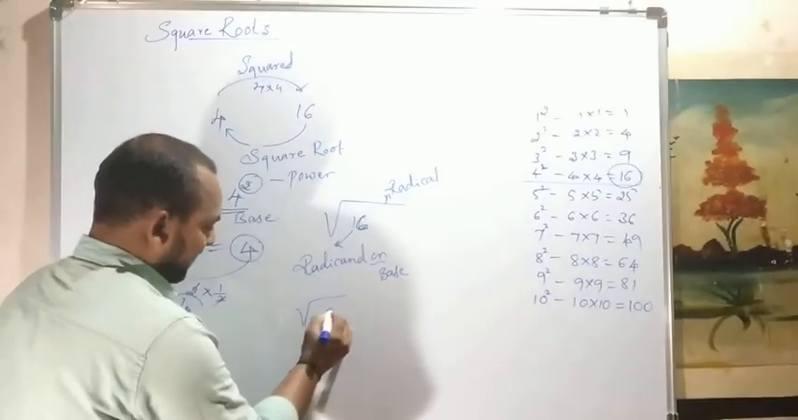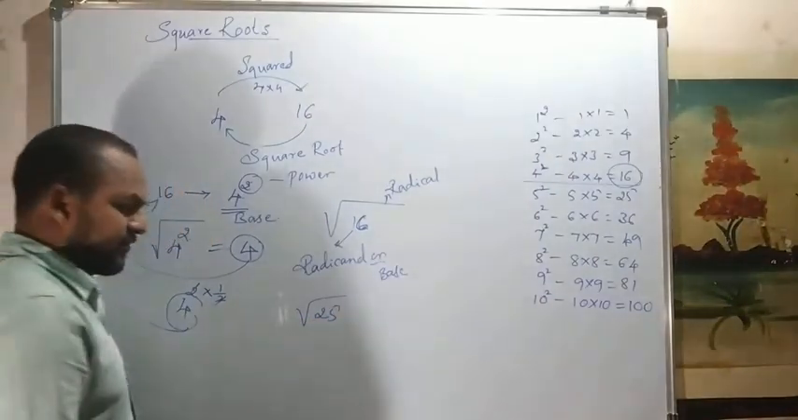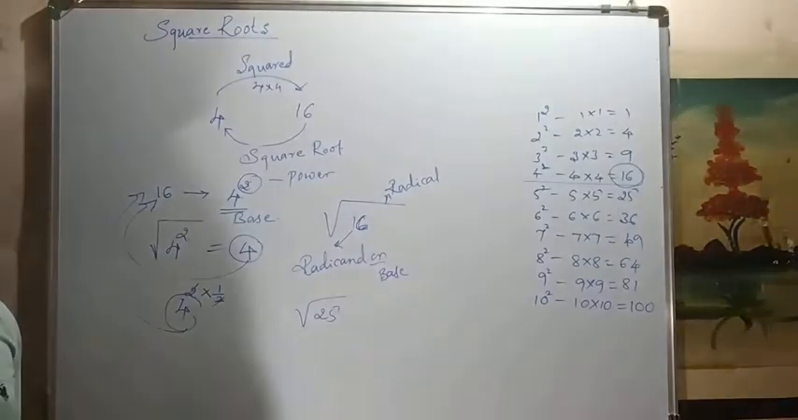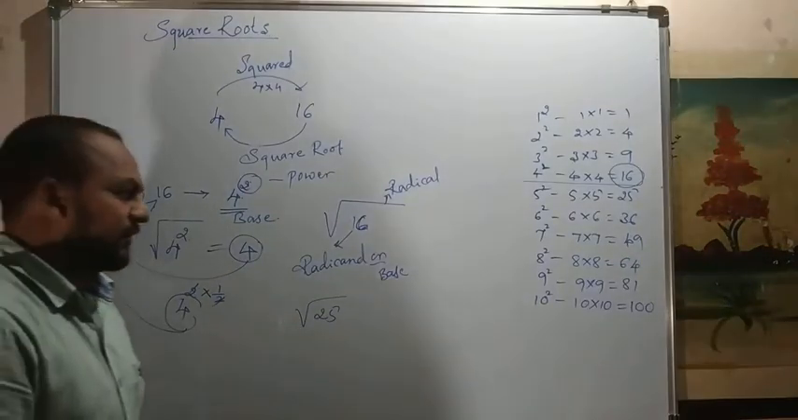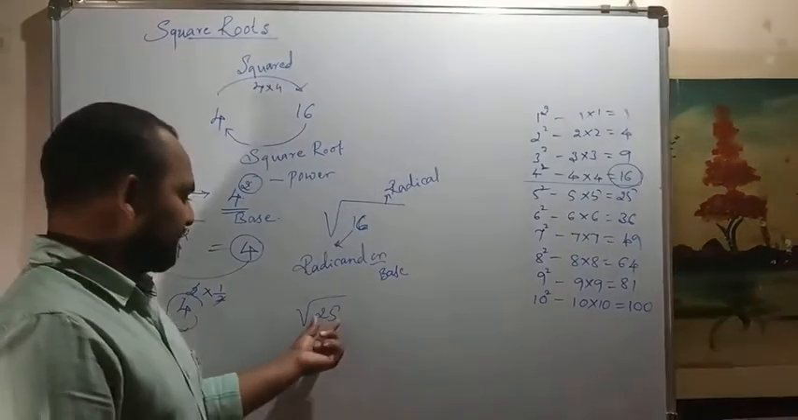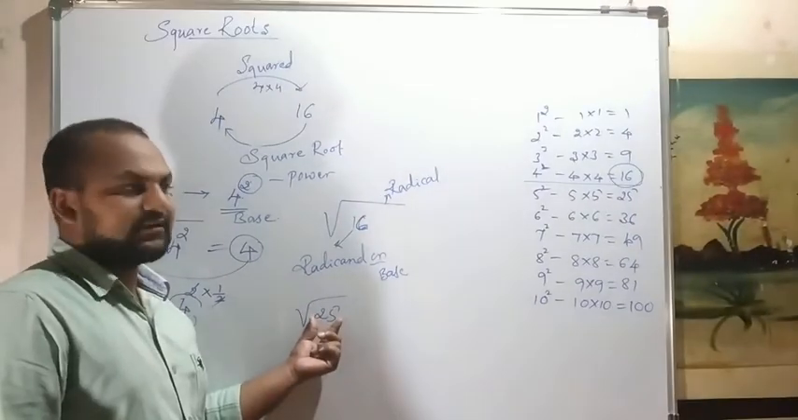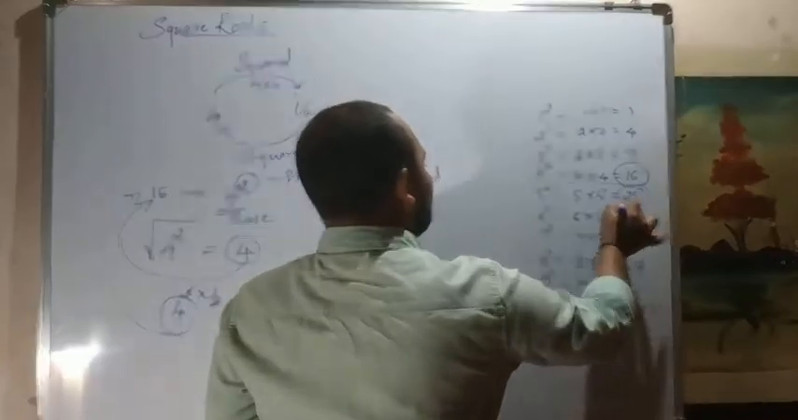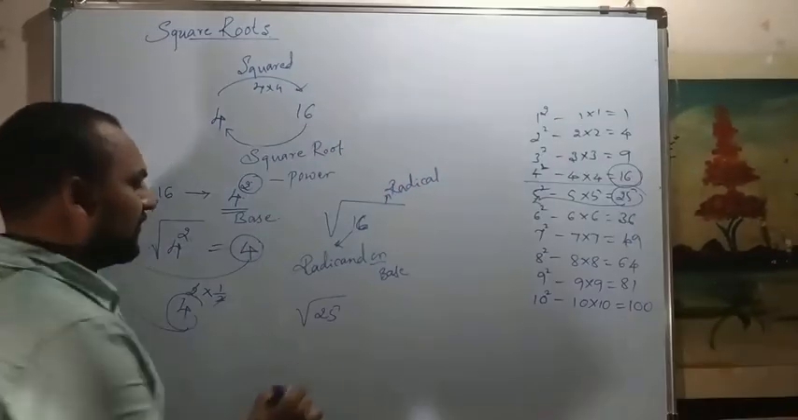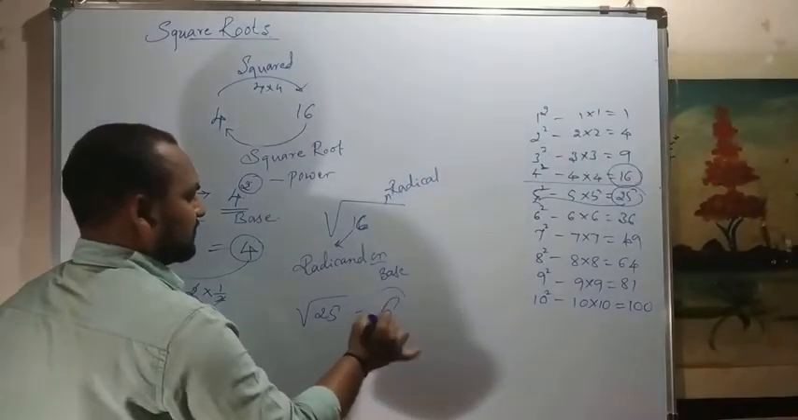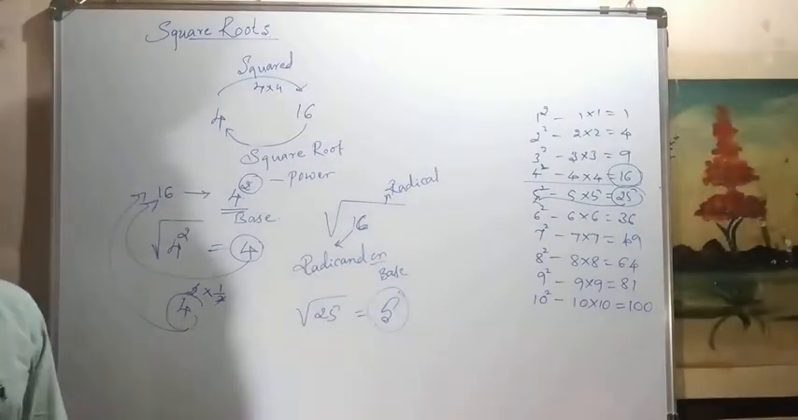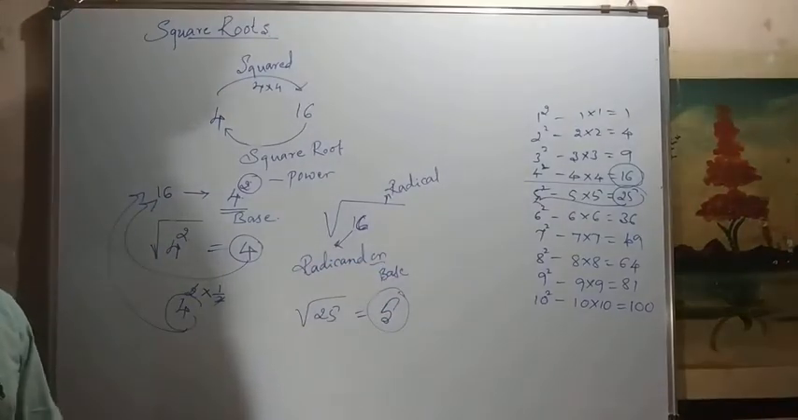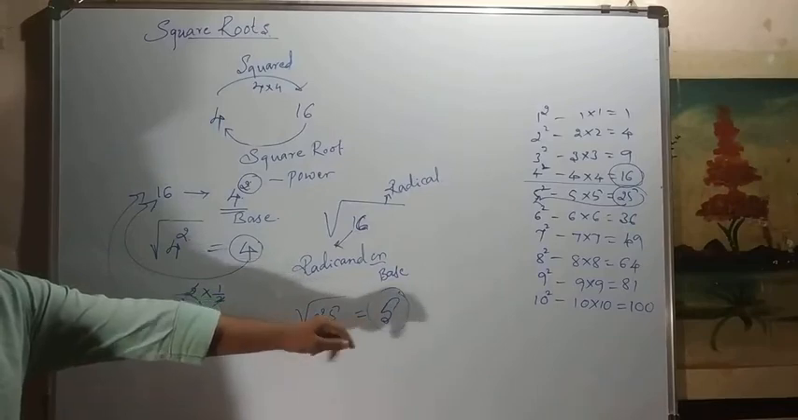Then 25. The square root of 25. We know the square. Then what is the number? 25 is the square of 5. It means the square root of 25 is 5.